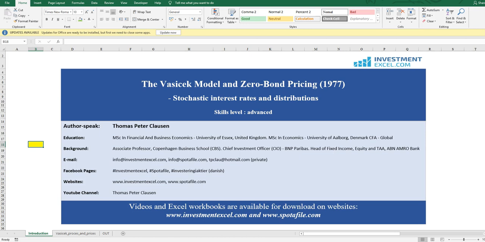We will look at the Vasicek path of interest rates. We will look at how it governs the entire term structure, and we will look at some features of the statistical distributions of the Vasicek model.